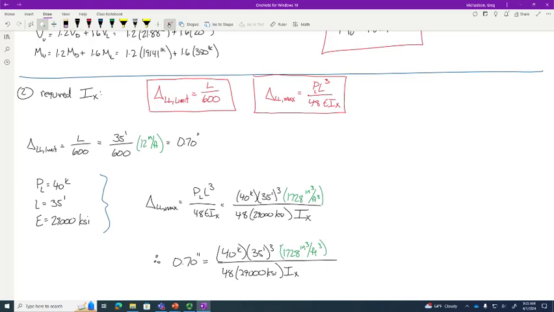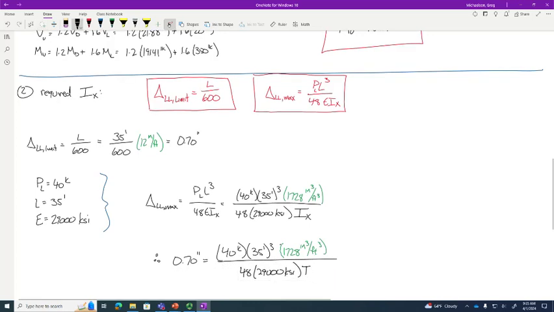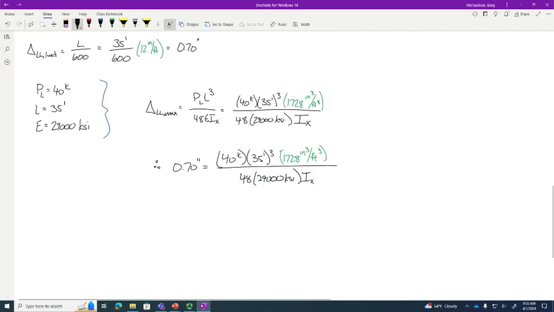So, how do I solve for Ix? What do I do? So tell me what to do. How do I solve for Ix? Switch it. Flip them, right? So therefore, we'll say Ix required.